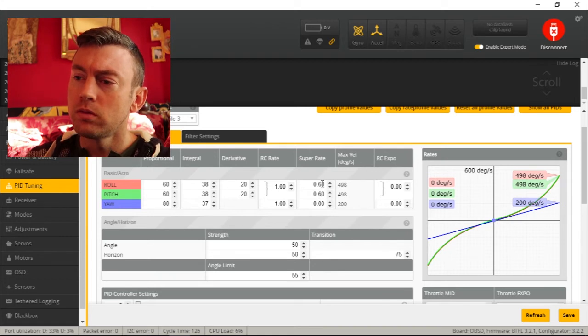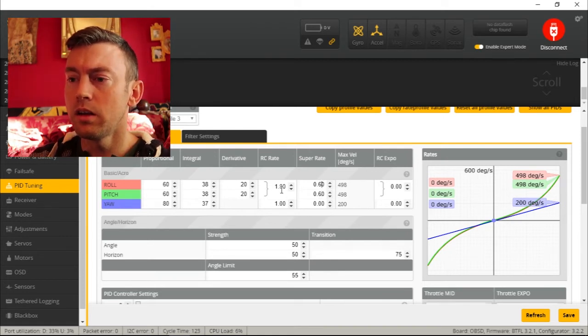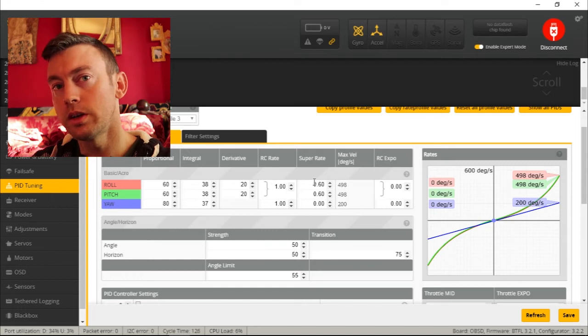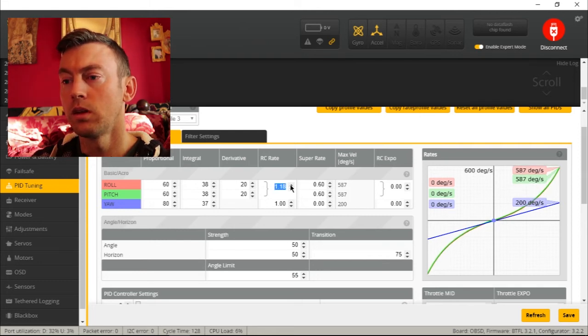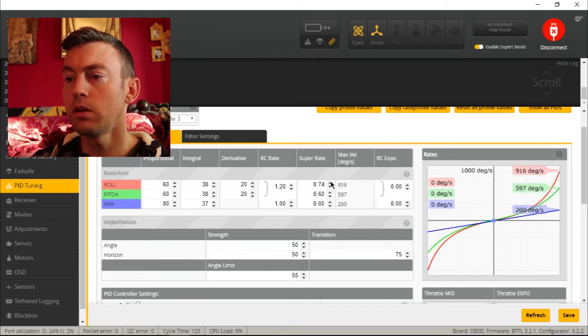From there, I'm going to try and get up to a setting that's closer to where I like to fly. I want to end up around about 1200 degrees per second of rotation. So I'm just going to creep these up, and take the RC rate to about 1.2, and I'm going to take the super rate up.